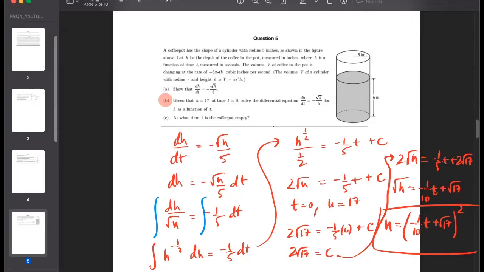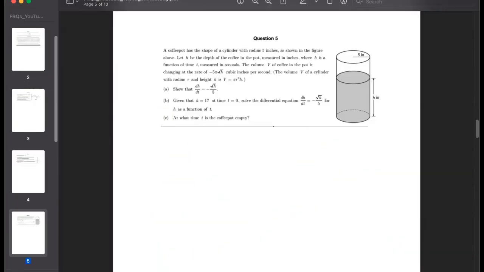Now for part C, they are asking to find the value of t when the coffee pot is empty. Well, that means that my height is going to equal 0. So I'm going to use the equation that I found for part B, which is obviously important to make sure we get correct in the beginning. And I'm going to set that equal to 0. So let me just erase my values. Hopefully you have the answer for part B written out. And we have 0 equals negative 1/10 t plus root 17, squared.